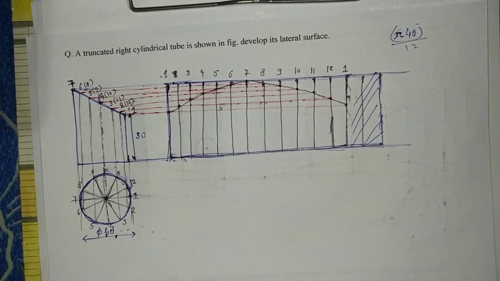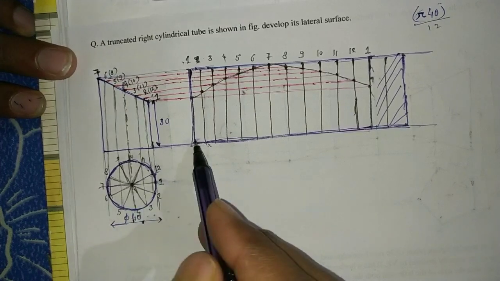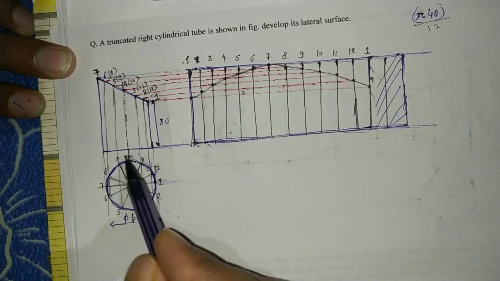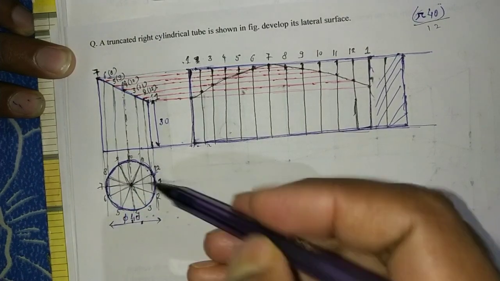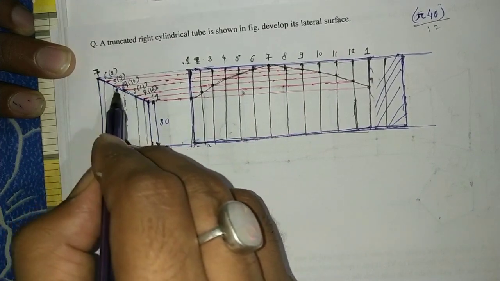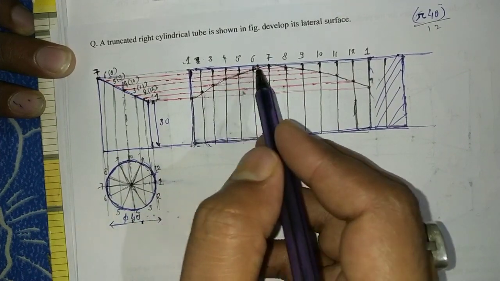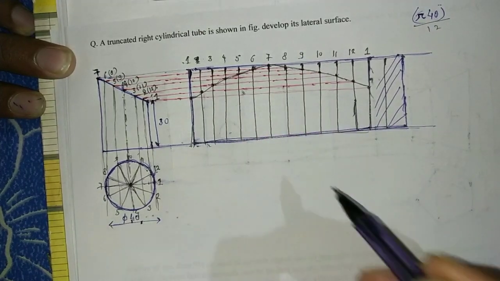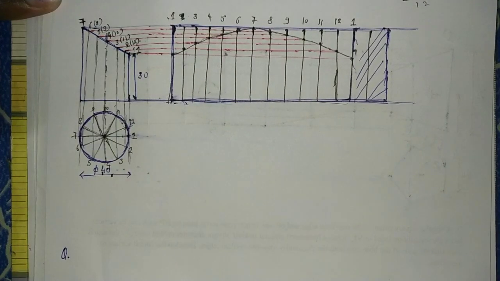Okay, so once again we'll go through it. What we have done: we started by extending this edge, then divided the circle, the top view circle, into 12 equal parts, then named it and projected it into the front view. Then from the front view we get a number of points. These points we project on this lateral surface and find the intersection points. Then by joining the intersection points we get the development of that truncated cylinder. Completed the development of this cylinder.